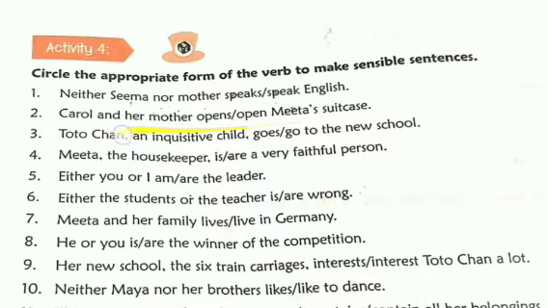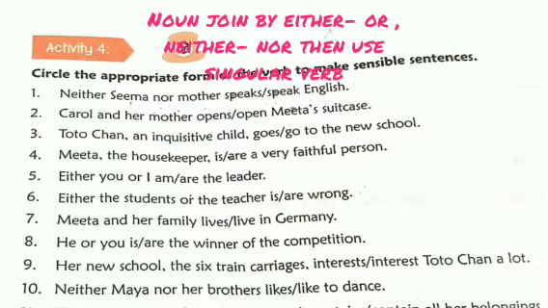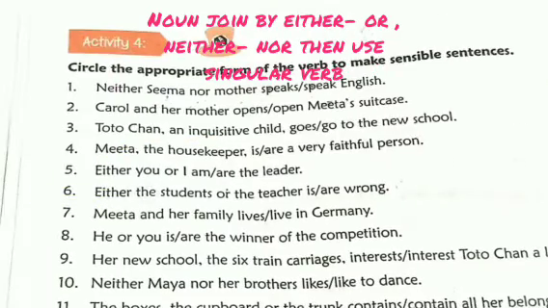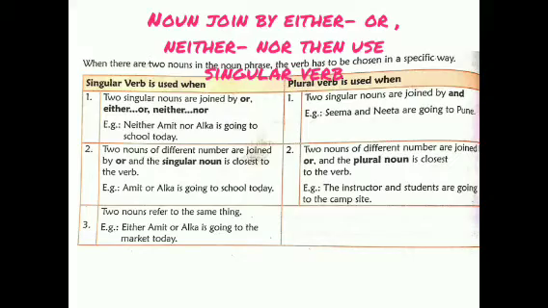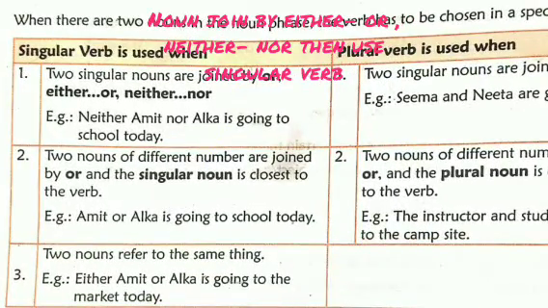So student, tell me, in this sentence there are two nouns, that is Seema and mother. These two nouns are joined by which two words? That is neither and nor. Just now I told you that if our nouns are joined by neither nor or either or, we use the singular verb.